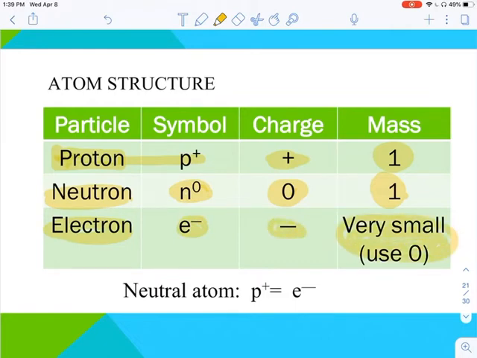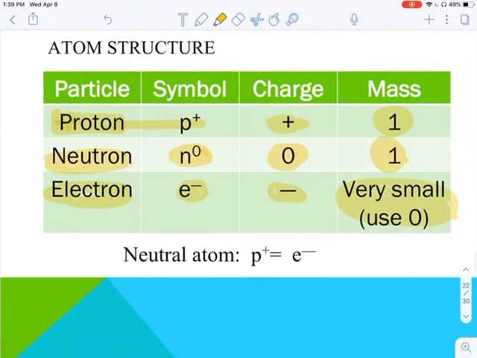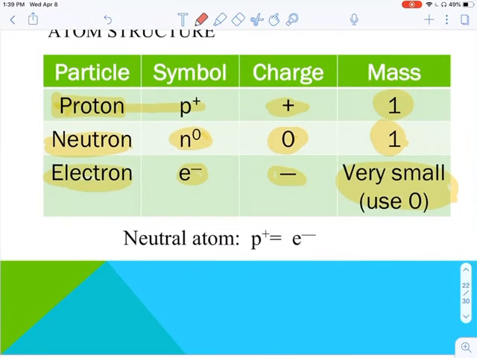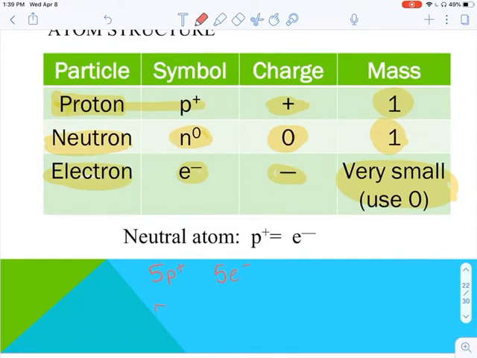So for the sake of this class, we'll just assume that it's 0. If there are electrons present, they're taking up no mass. It's so small, it's negligible. If an atom is neutral, the protons will be the same as the electrons. So if I had 5 protons and 5 electrons, that would be like saying I have 5 plus and 5 minus.